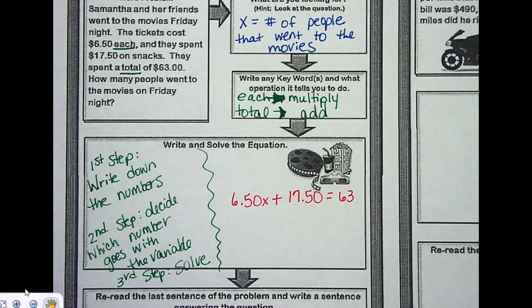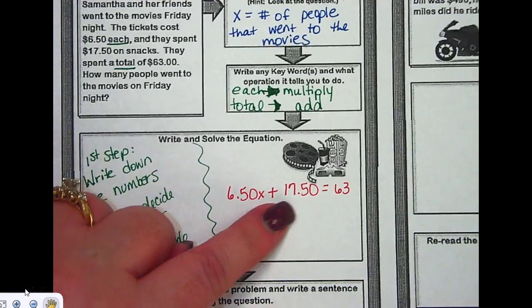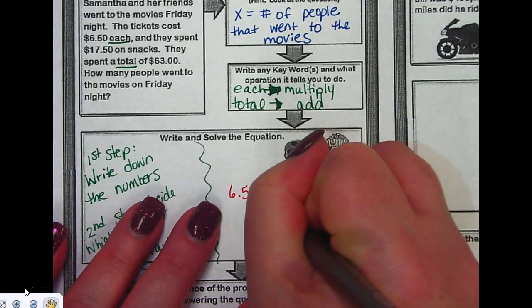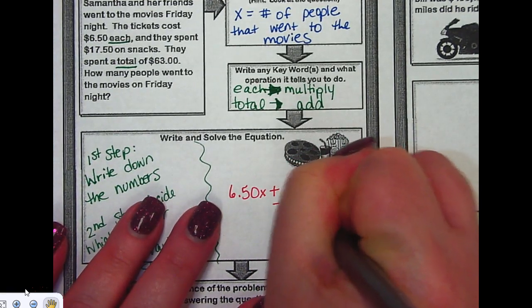So it might not have seemed very intuitive that that's what we wrote down, but I think with practice, when we get used to defining a variable and figuring out where things go, it's going to make a little bit more sense. So now if we solve this, what's the first step to solving a two-step equation? It is to undo the addition or subtraction. So the first thing we're going to do is subtract $17.50 from both sides.